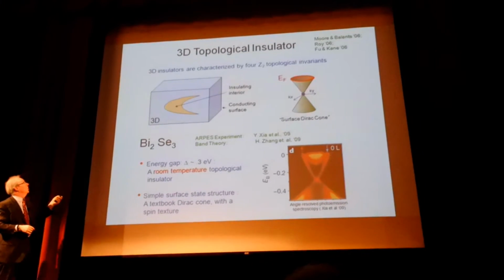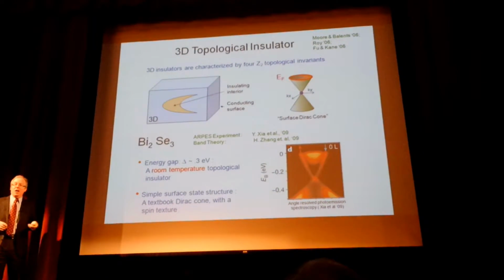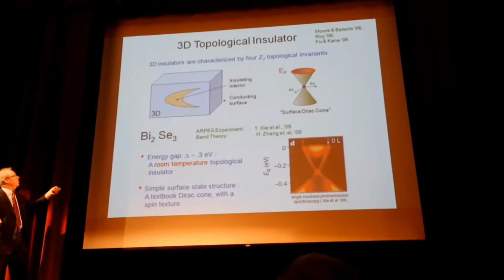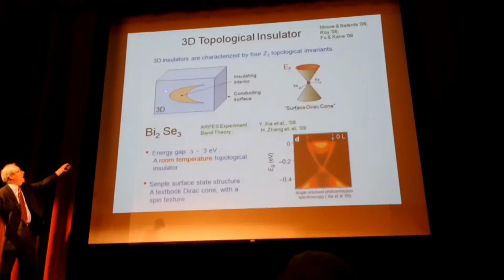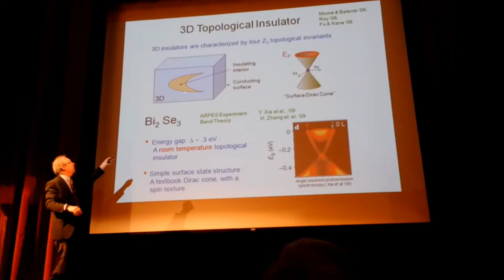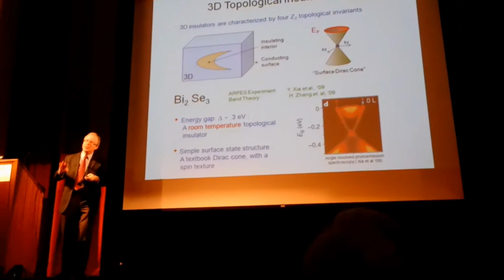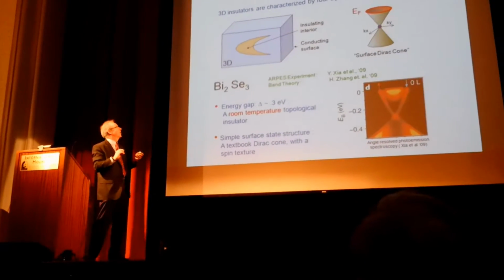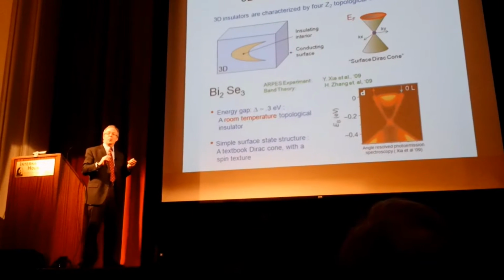I think I'll skip this. You can have a three-dimensional topological insulator as well. If you have a three-dimensional material, the three-dimensional topological insulator has an interesting sociological story here. There was a bit of a race.